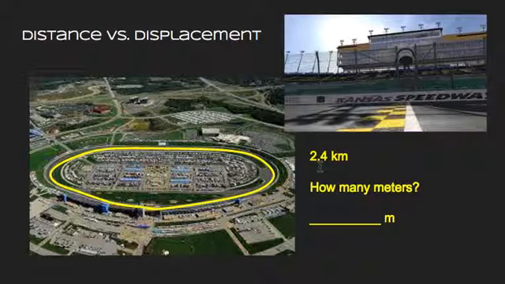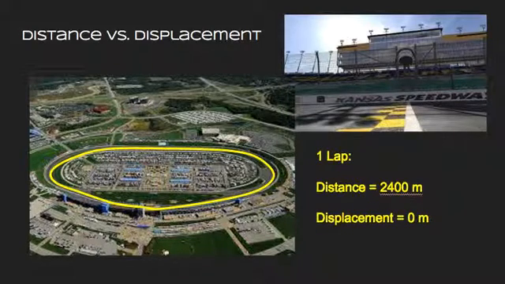And can you guys figure out how many meters that would be? Remember that 1 kilometer is 1,000 meters. So if 1 kilometer is 1,000 meters, then how many meters would this actually be? Well, the correct answer is 2,400 meters. So 1 lap around would be 2,400 meters, which is 2.4 times 1,000. And the displacement for 1 lap is 0 meters.